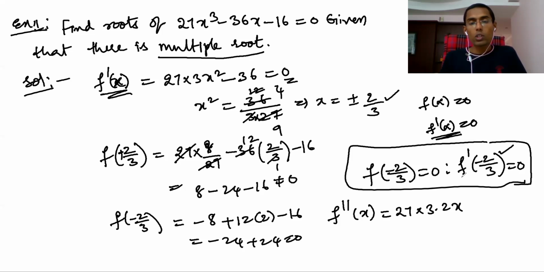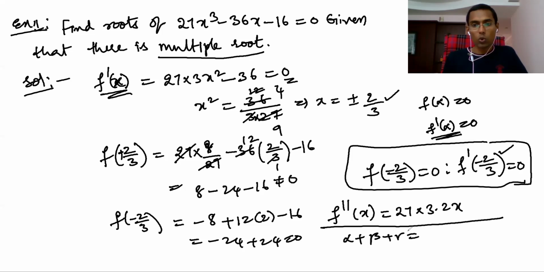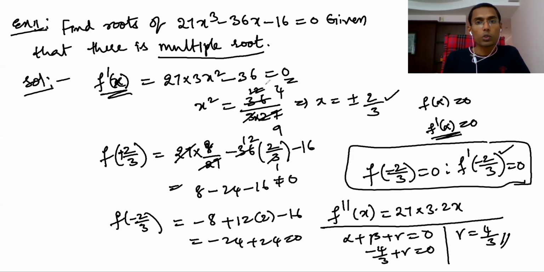Now how do you find that third root? Okay, let's see here. Sum of all three roots is 0, right? So sum of three roots, alpha plus beta plus gamma, is 0. See here. So alpha plus beta is minus 4 by 3, plus gamma is 0. That means gamma must be 4 by 3. Simple like this. So that is how we use this multiple root concept. Hope you understand.